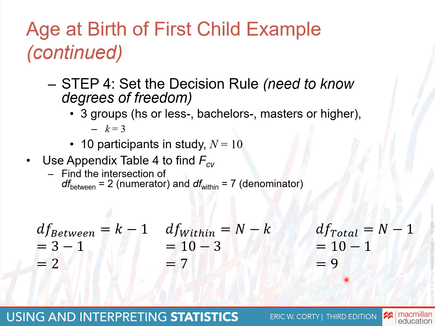And in your textbook, there's actually a table. It's an appendix in table 4, and that has the values that we need to calculate the critical value of F. And basically that critical value, you're going to be able to calculate that by looking at the intersection between the between subjects degrees of freedom, which is going to be our numerator, and then our within subjects degrees of freedom, which will be our denominator. And I'll show you an example.